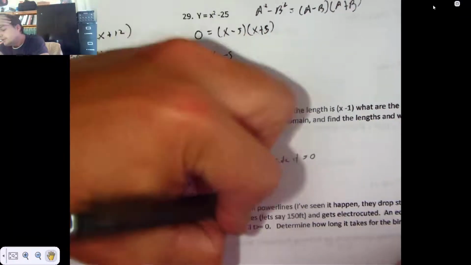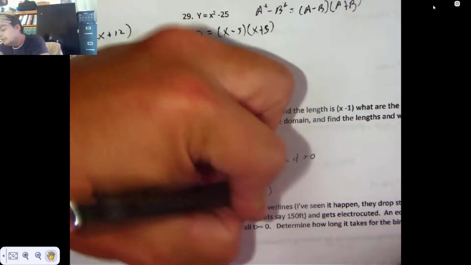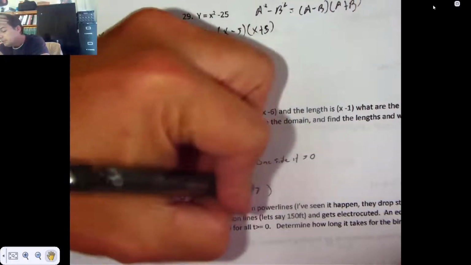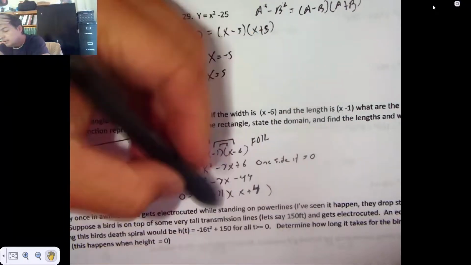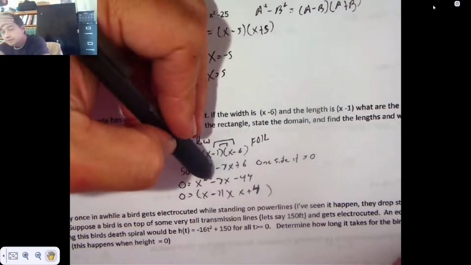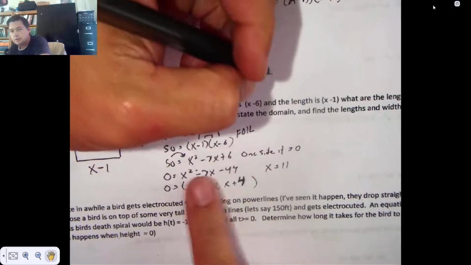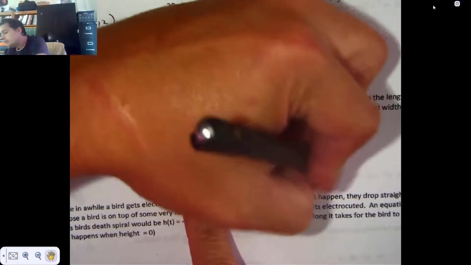To be negative 7, I have to have negative 11, because negative 11 plus 4 is negative 7. Then I use the cover-up technique, and I get that x is 11 or x is negative 4.